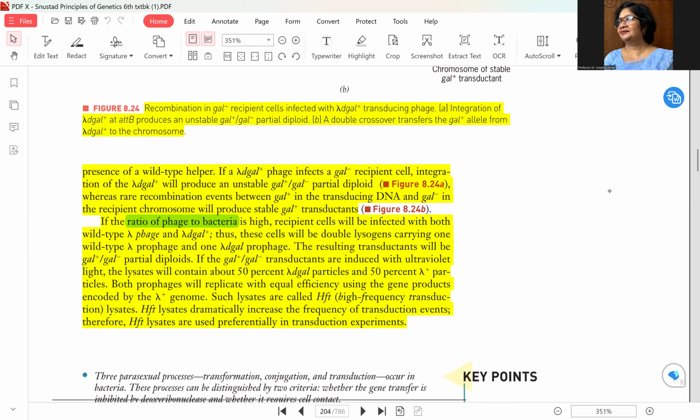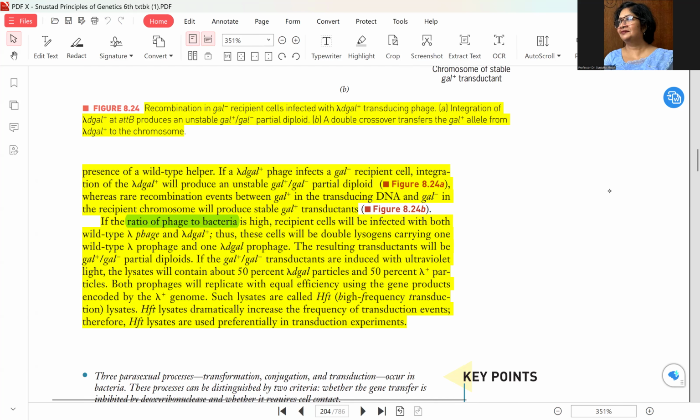So if you want to make your transduction experiment successful, then you can use a combination of the wild type virus and the defective virus, which we call high frequency of transduction, that is HFT. And after transduction, if the bacterial cell undergoes lysis, then you get high frequency transduction lysates when the two different types are mixed together, as opposed to if you use only the lambda defective virus, in which case you get low frequency of transduction, or LFT.